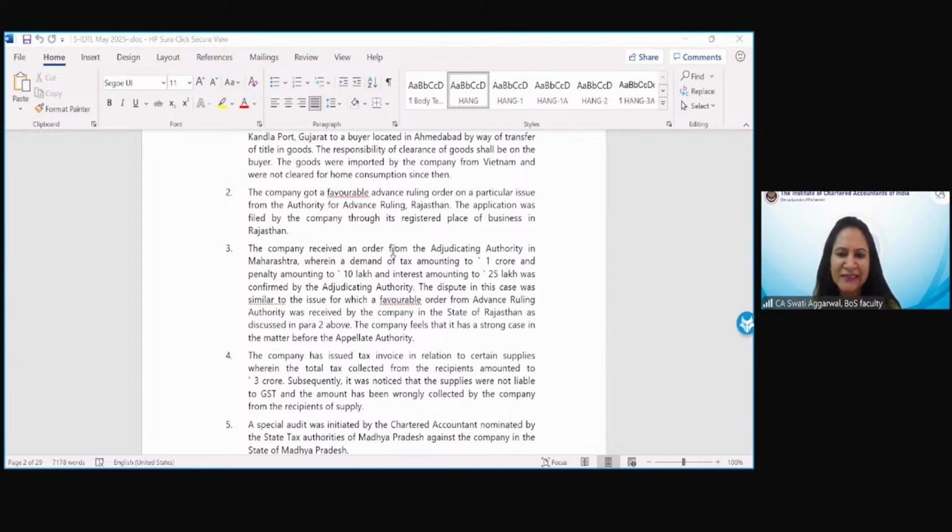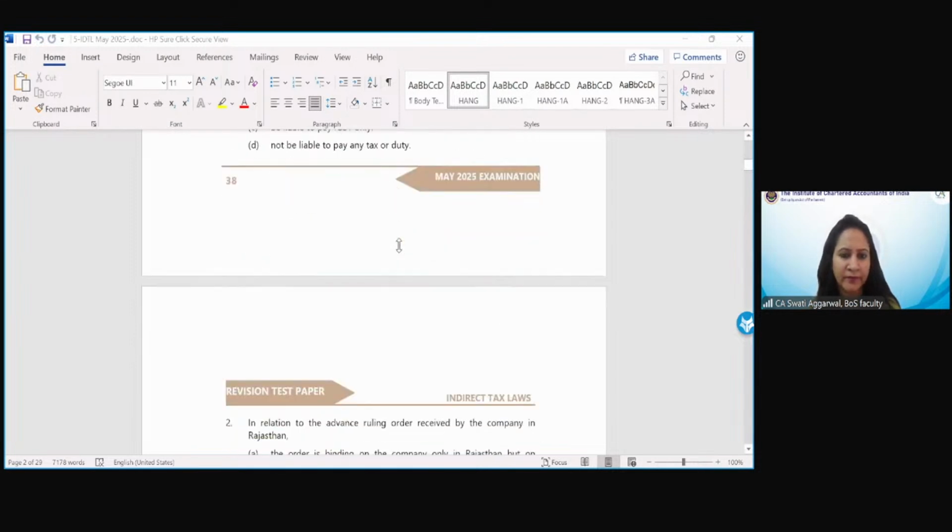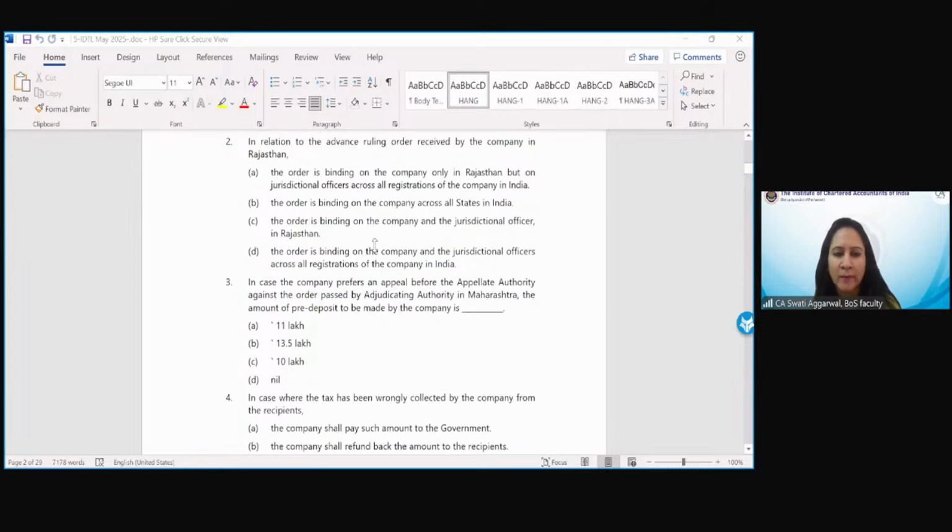Shall we share the answer? Okay. Question number 3. The correct answer is C, rupees 10 lakh in this case. Correctly given by Anshul. Prashant, you are wrong this time, and Pratik, your answer is also wrong.